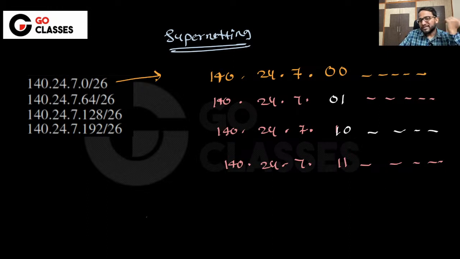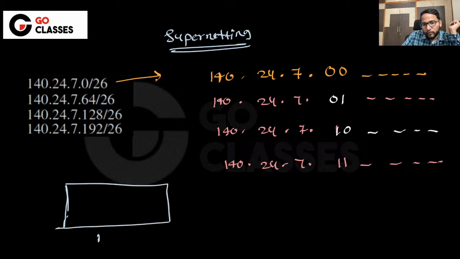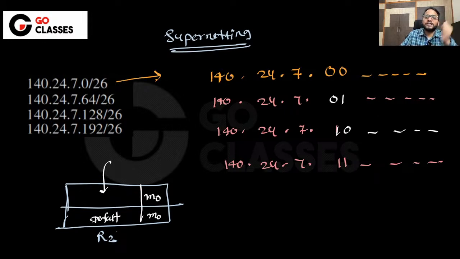Cool. What is Supernetting? It is basically an idea to have a smaller number of entries in the routing table of R2. Right? Now, I just want to have one entry here with respect to this, which is, let's suppose, M0. I just want to know what to write here. Default could be anything, however I want to configure it. This is M0. I just want to know what to write here.